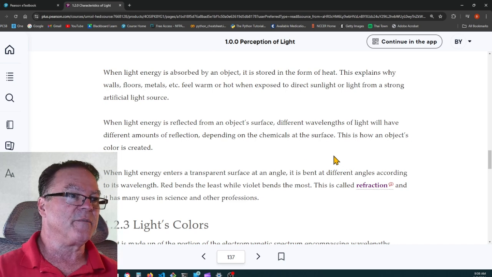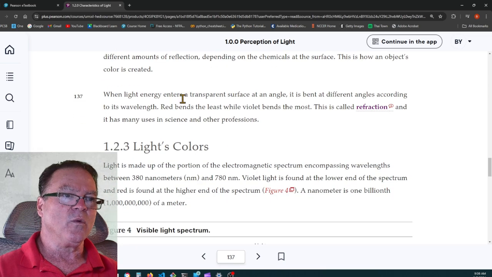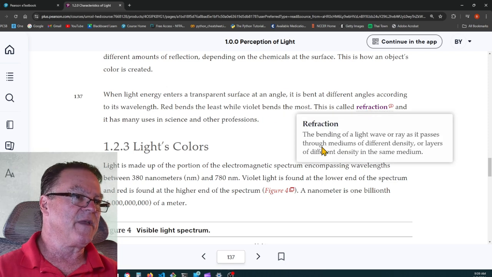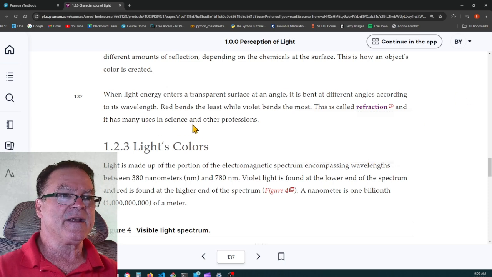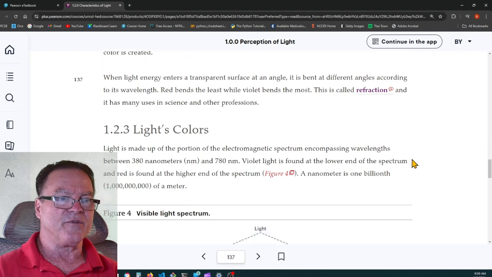When light energy is reflected from an object's surface, different wavelengths of light will have different amounts of reflection depending on the chemicals at the surface. This is how an object's color is created. When light energy enters a transparent surface at an angle, it's bent at different angles according to its wavelength. Red bends the least, while violet bends the most. This is called refraction, the bending of a light wave or ray as it passes through a medium of different density or layers of different density in the same medium, and it has many uses in science and other professions.